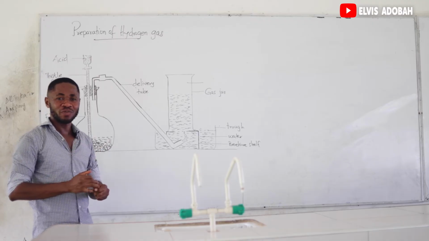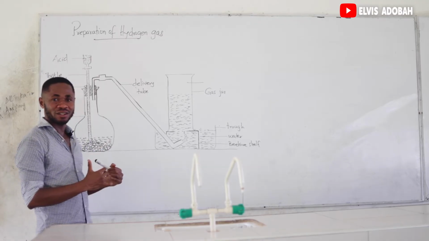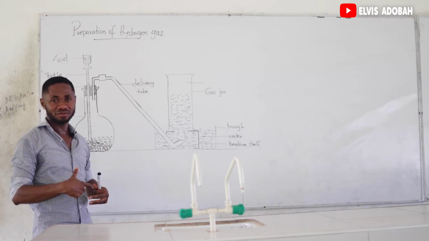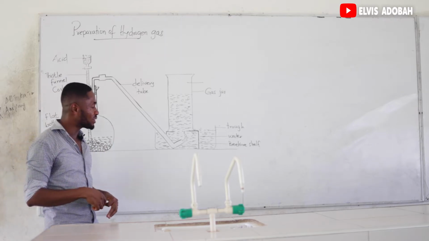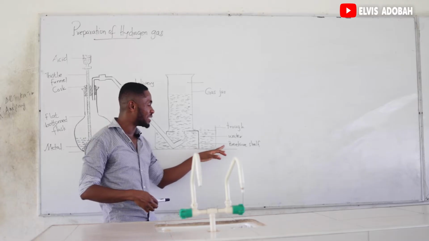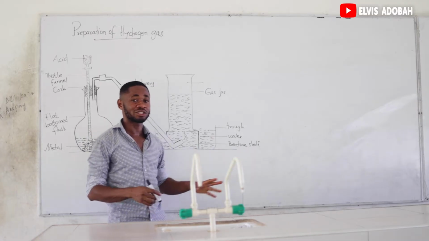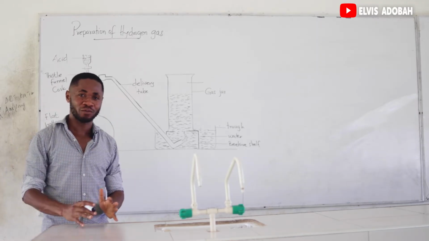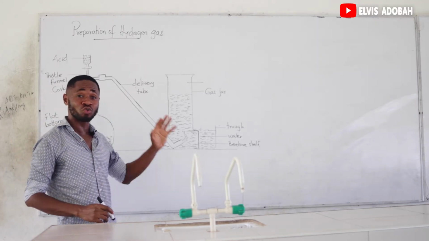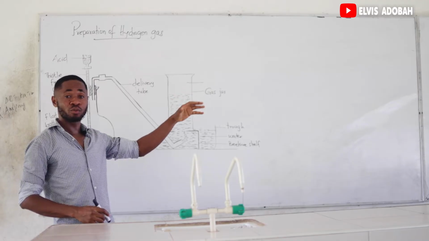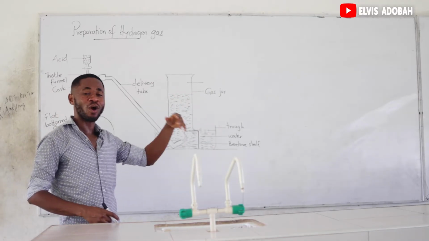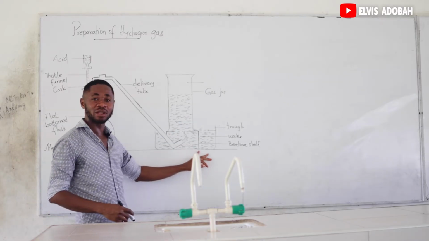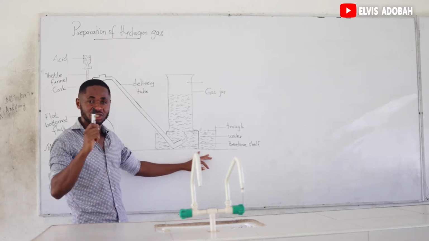Beehive shelf. It is serving as a stand for the gas jar. Please, don't ever write this one's name as the beehive stand, because it is not called the beehive stand. It is called the beehive shelf. The beehive stand is used where people rear bees for honey. The one we use in a chemistry lab is called a beehive shelf.